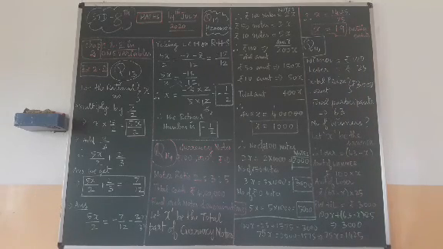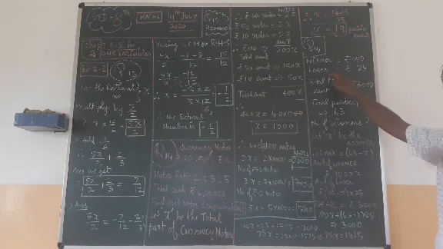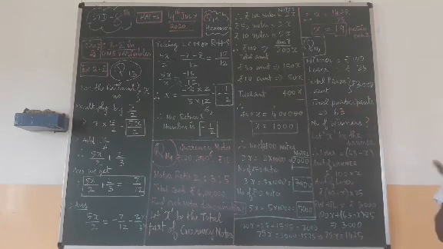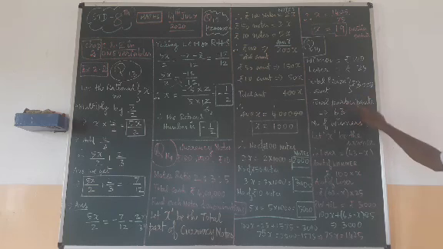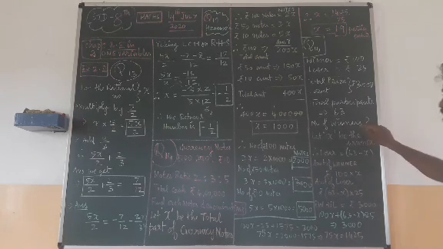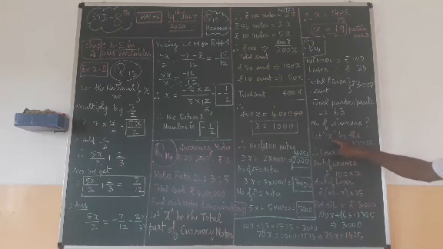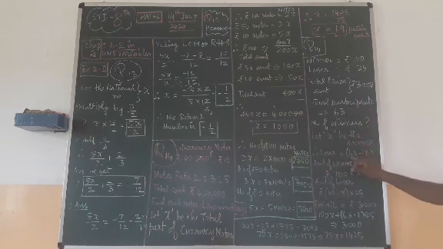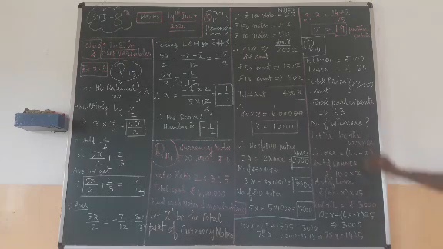Question number 16. In a competition, each person who wins gets 100 rupees, and those who lose get 25 rupees. The total prize amount is 3000 rupees. Total participants are 63. The question is how many winners are there? Since they are asking for winners, I am assuming x is the number of winners. The losers will be 63 minus x, since the total is 63.